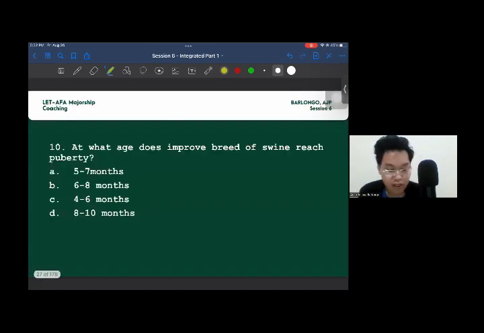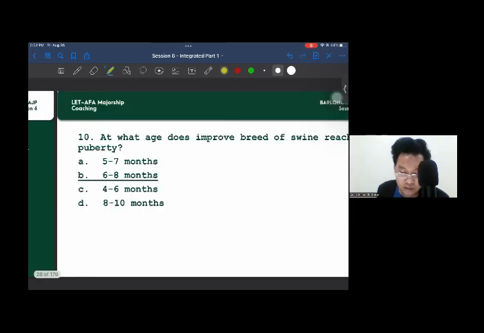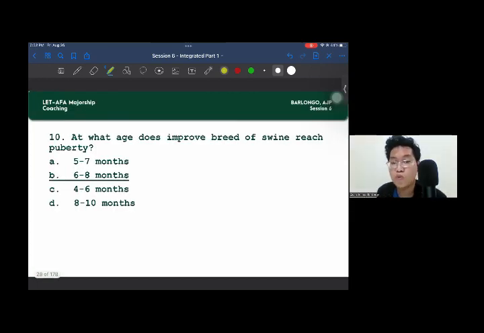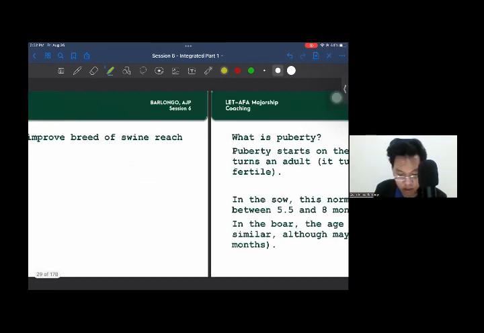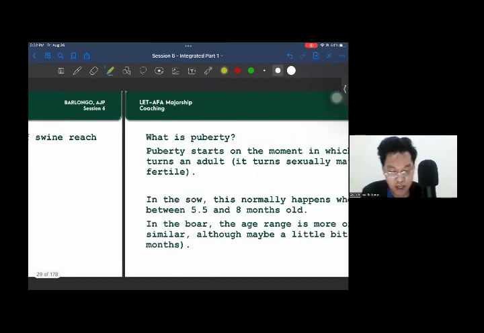Okay, so number 10, at what age does improved breed of swine reach puberty? So A, 5 to 7 months, B, 6 to 8 months, C, 4 to 6 months, or letter D, 8 to 10 months. So this is a trivia or technical na question or objective na question. So the answer for this one is letter B, which is 6 to 8 months. Ayan. 6 to 8 months.